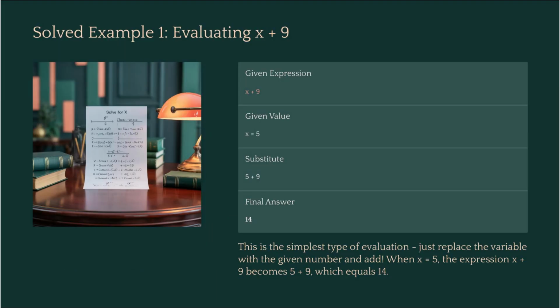Let's evaluate a simple one. The expression is x plus 9, and we are told that x equals 5. The first step is to substitute 5 in for x. The expression becomes 5 plus 9. The final calculation is 14. So the value of the expression x plus 9 is 14 when x is 5. Simple addition, but the substitution part is key.